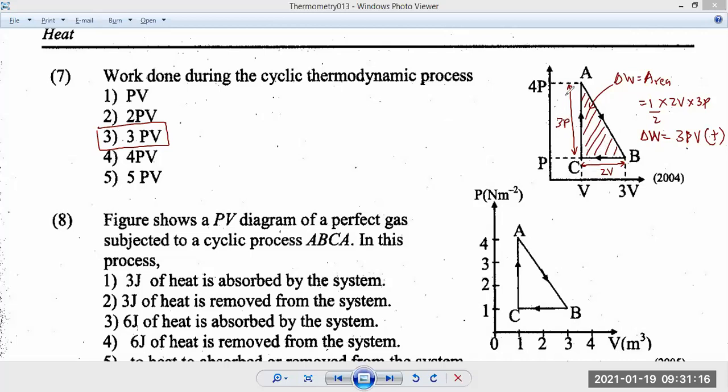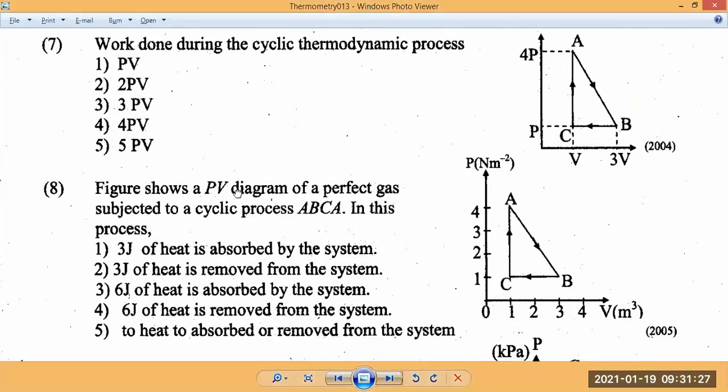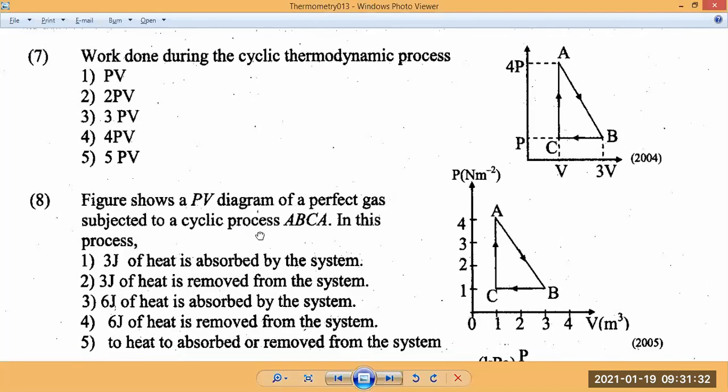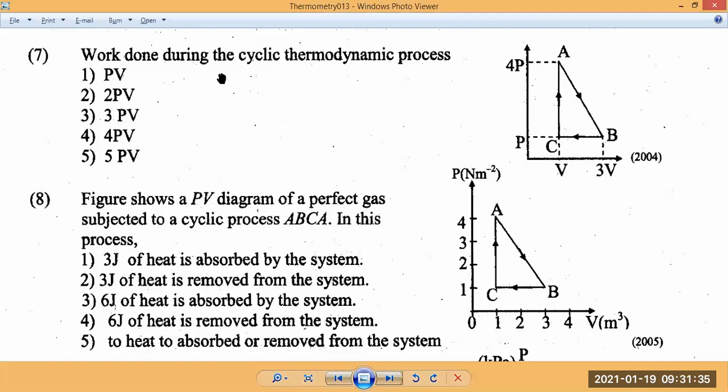Okay, right. And then the next question is the 8th one. Talking about the 8th one, what about this? Figure shows a PV diagram of a perfect gas subjected to a cyclic process ABCA. It's a cyclic process, people, therefore you start at point A and you return to point A. Therefore delta U for the cycle, we all know, is how much? 0. For a cyclic process, change in internal energy is always 0 because you start at point A and return to point A, so there is no change in temperature comparing the final and initial state.